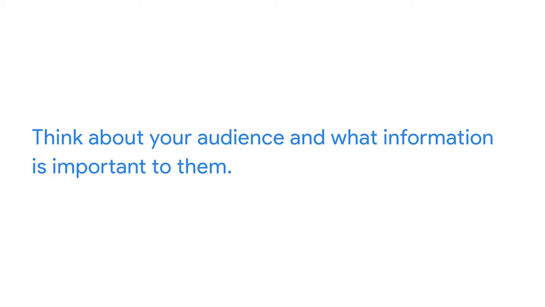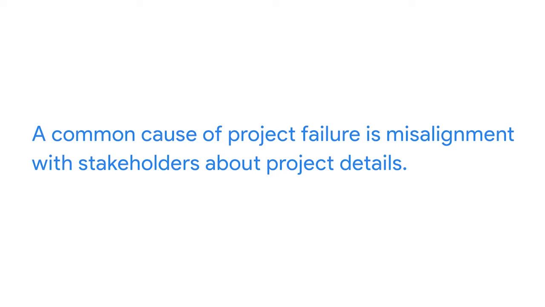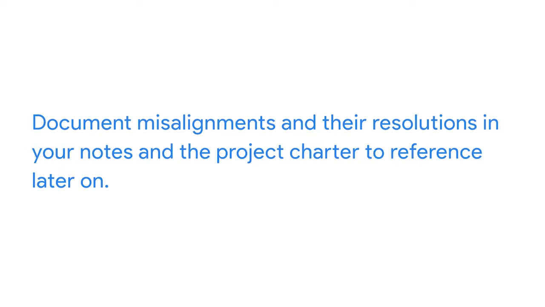Anytime you communicate the details of a project, you need to think about your audience and what information is important to them. In the case of a project charter, your audience is made up of your stakeholders. A common cause of project failure is misalignment among stakeholders about the project details. It's important to take the time during the initiation phase to create a project charter that clearly lays out the key details of a project and to align with your stakeholders before the work begins. And finally, document any misalignments and their resolutions in your notes and the project charter to reference later on.